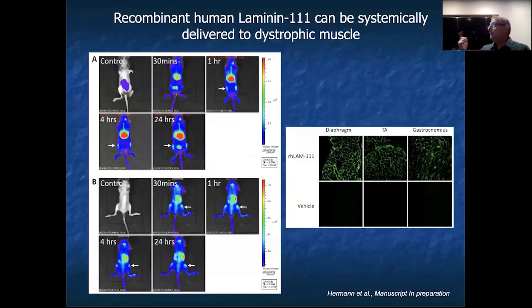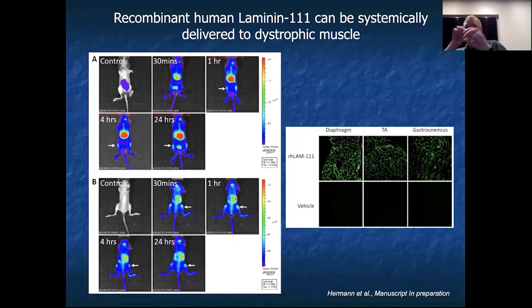So Haley has taken that protein and labeled it, and we can follow it as it goes into the mouse. This is the mouse model for Laminin-Alpha-2, sitting on his back and then on his tummy. So we can see where the laminin is going after we inject, and this is the time after injection: 30 minutes, 1 hour. You can see pretty rapidly, even at 30 minutes, we're starting to see muscle localization of the laminin. We have this really hot spot here, which turns out to be the liver. So we know that clearance is occurring in the liver.